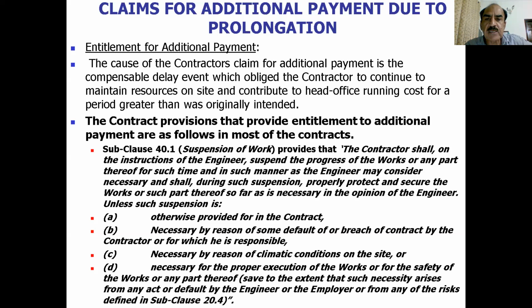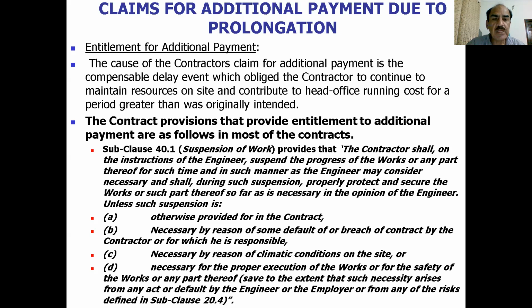The cause of contractor claim for additional payment is the compensable delay event which obliged the contractor to continue to maintain resources on site and contribute to head office running costs for a period greater than which was originally intended. So for example, if it was planned that the suspension would be for, let's suppose, 1 month, and it continued for a longer period, then definitely. The contract provisions that provide entitlement to additional payments are as follows.